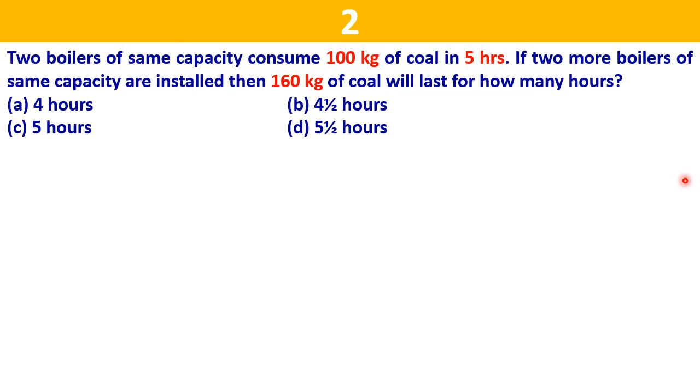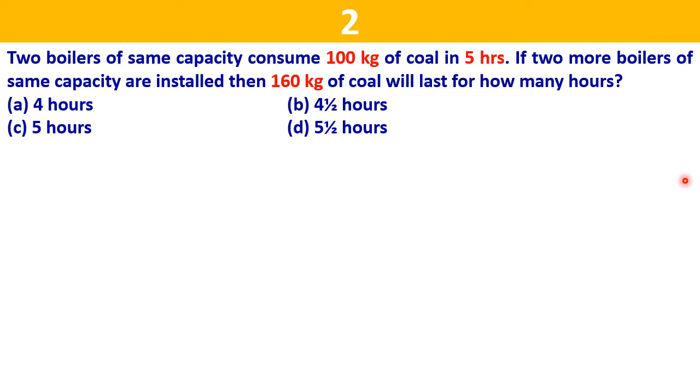Problem number 2. 2 boilers of same capacity consume 100 kg of coal in 5 hours. If 2 more boilers of same capacity are installed, then 160 kg of coal will last for how many hours? Now you can pause this video and think, what are the direct variation variables here? And you can write the equation on paper.